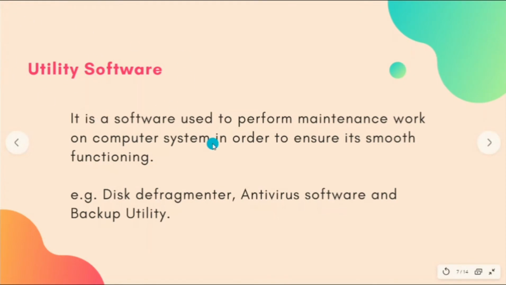Next is utility software. It is software that is used to perform basically the maintenance work on a computer system in order to ensure its smooth functioning. Examples of utility software are disk defragmenter, antivirus software and backup utility.